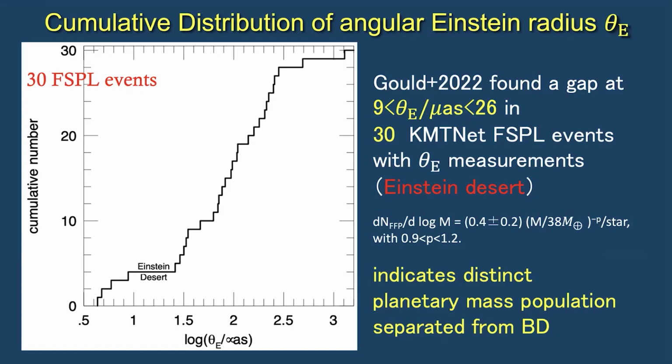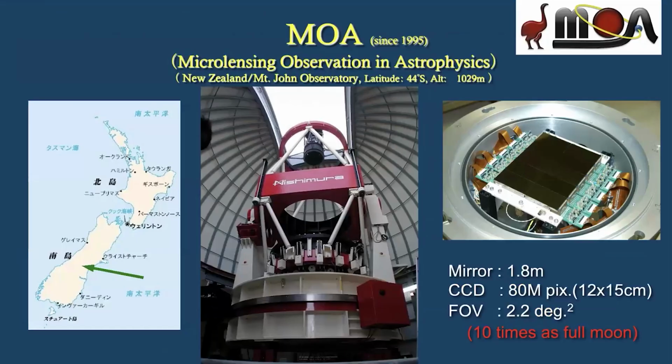So they are indicating that there is a distinct planetary mass population around here, which is clearly separated from the brown dwarf objects like this. This study is focused only on the theta E analysis, and the previous studies used only the timescale distributions. Both have information on the planetary mass objects, so it's wasteful to use only either the timescale or theta E.